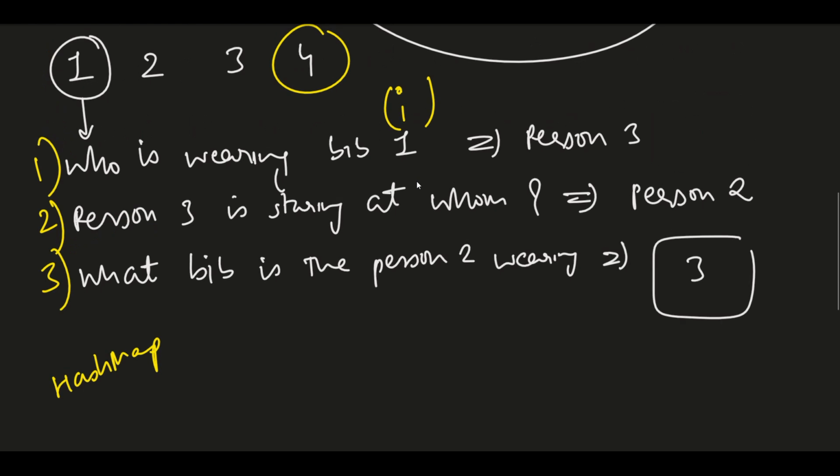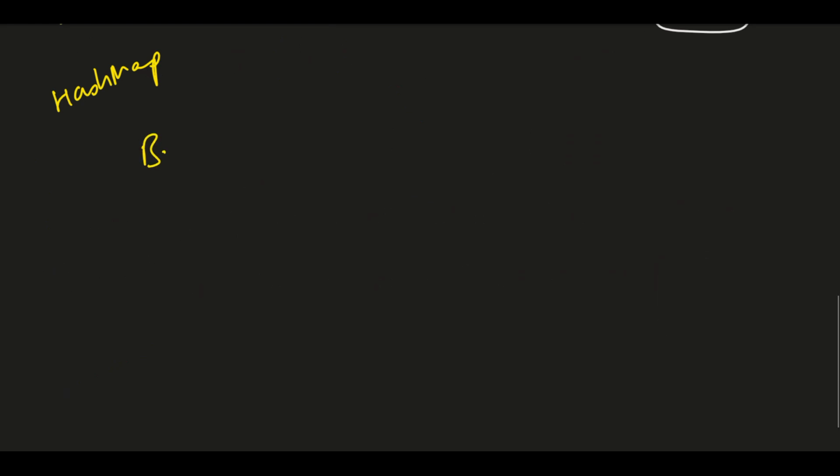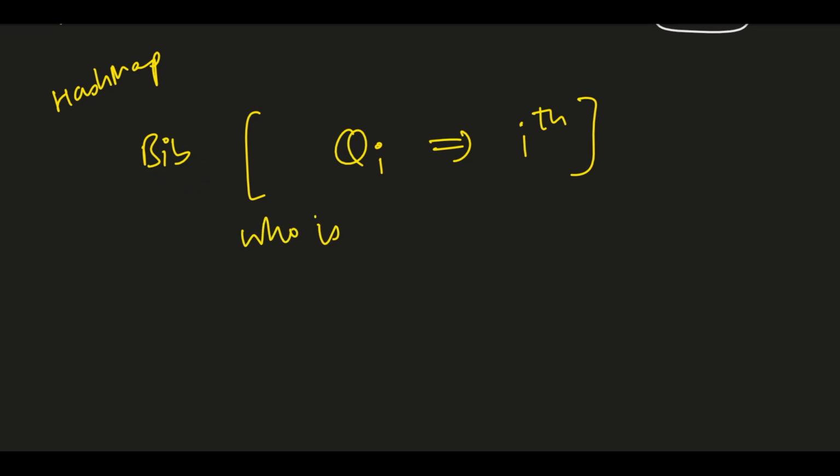So what will be the first map? Who is wearing bib number i? I will make the first hash map named bib, which will store that the q-th of i bib is worn by the i-th person. So the bib hash map stores who is wearing bib q of i. This is the first hash map.